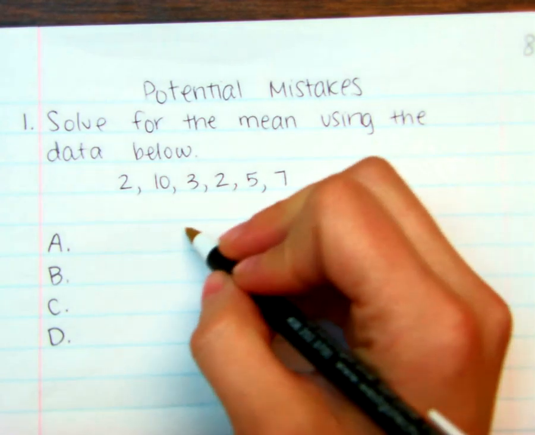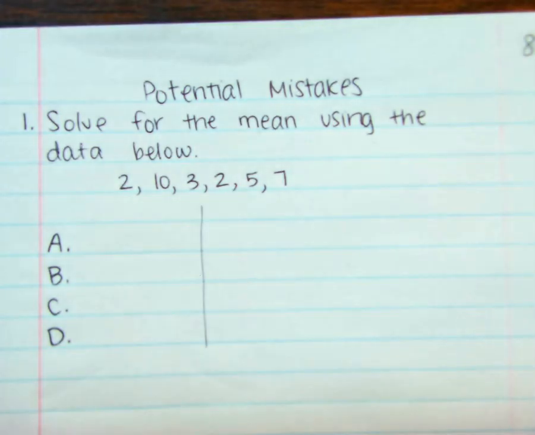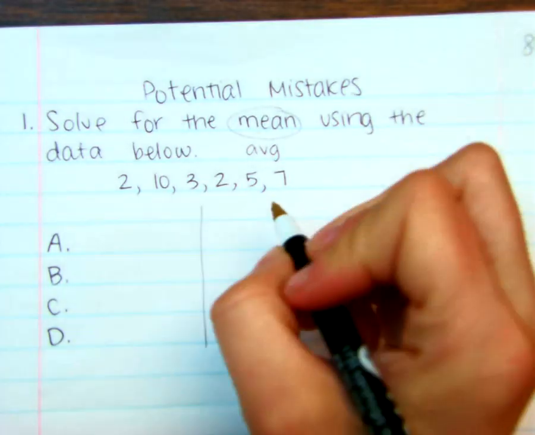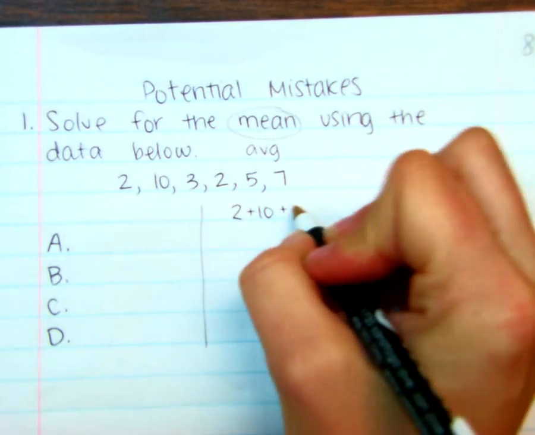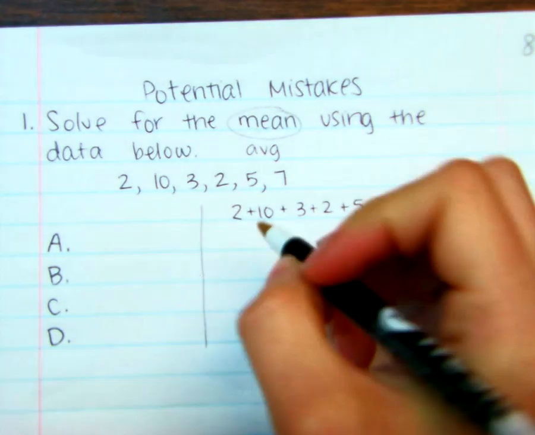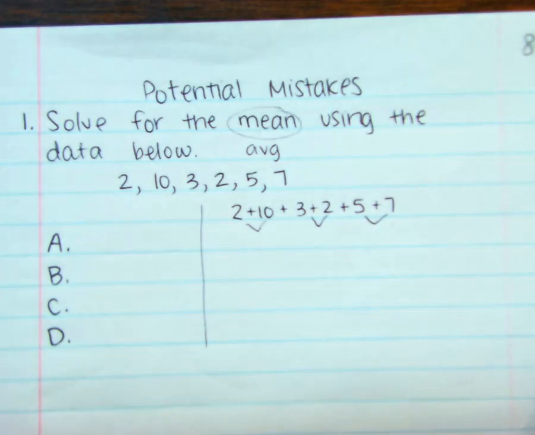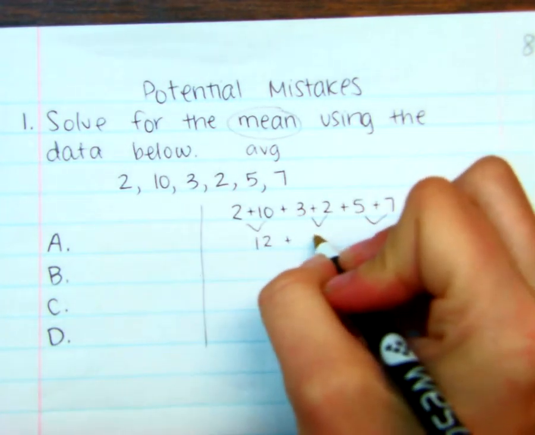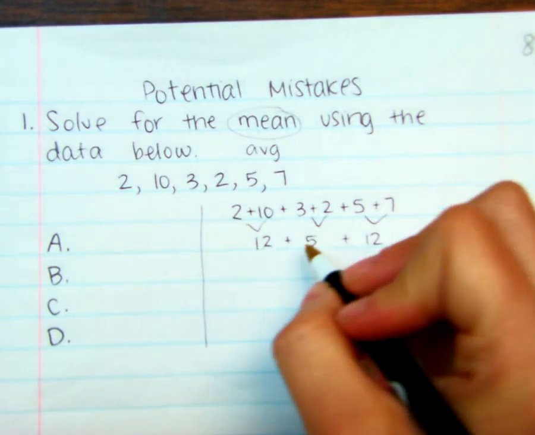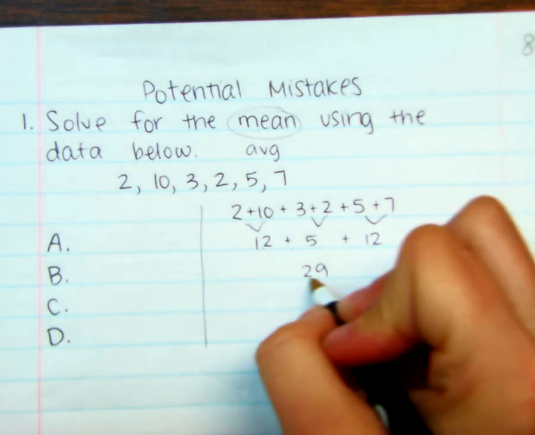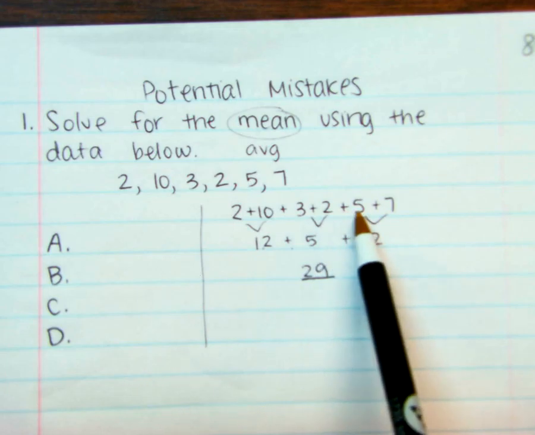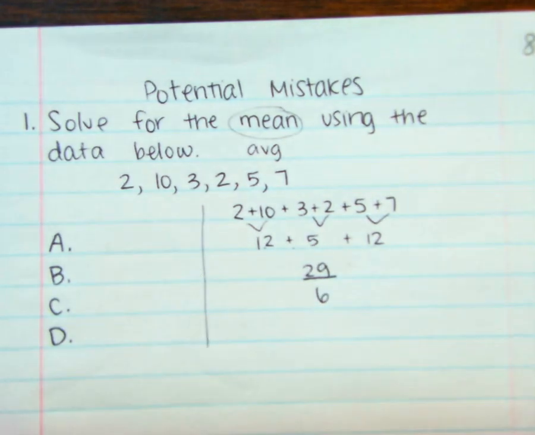So let's come over here. We're going to show some scratch work. And we're going to solve for what the real answer would be. So mean means we need to do the average. So we're going to add these together. And I'm going to do it this way, since there's even. So we've got 12 plus 5 plus another 12. 12 plus 12 is 24, plus 5 is 29. Now, let's see how many numbers did we start off with. 1, 2, 3, 4, 5, 6 numbers. So we're going to take 29 and we're going to divide it by 6.